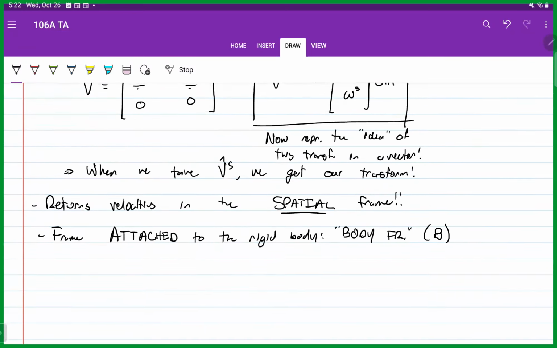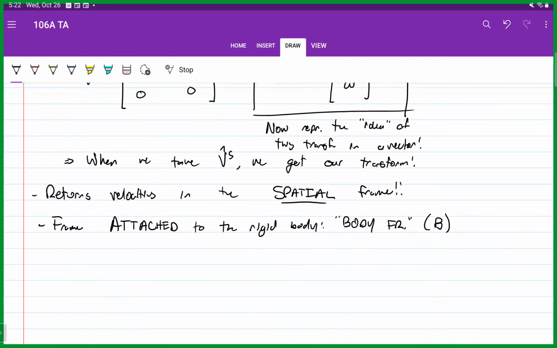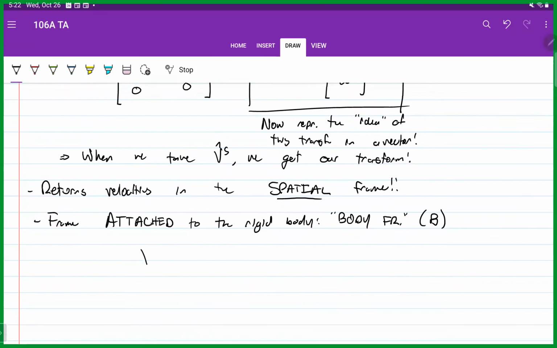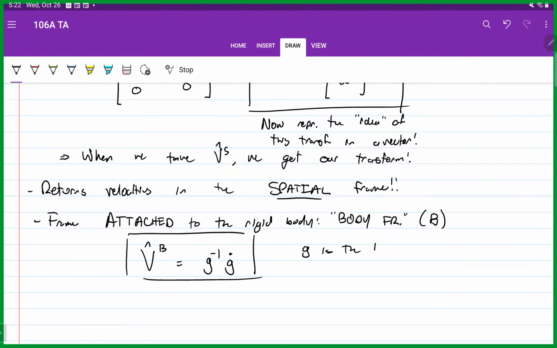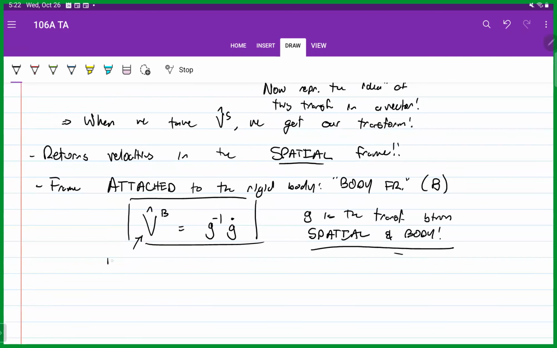So if we want to try and find the velocity in our body frame, what are we going to do? Our body velocity is defined as the following. v hat b equals g inverse times g dot, where g is the transformation between spatial and body. So this is what we call our body velocity.